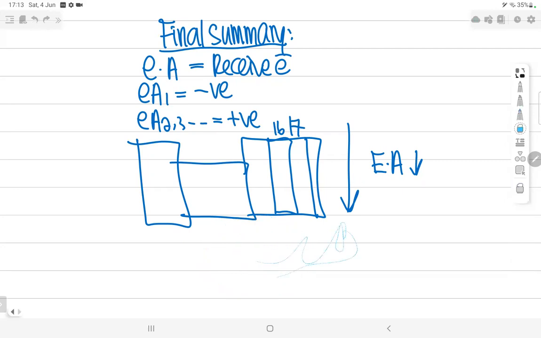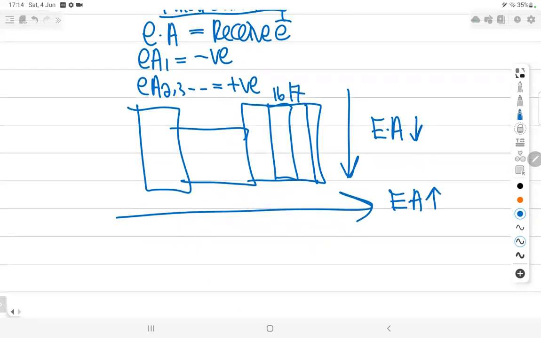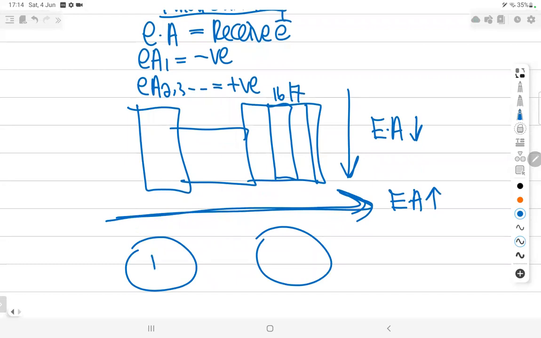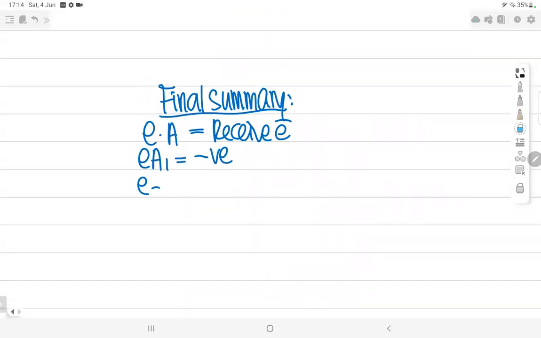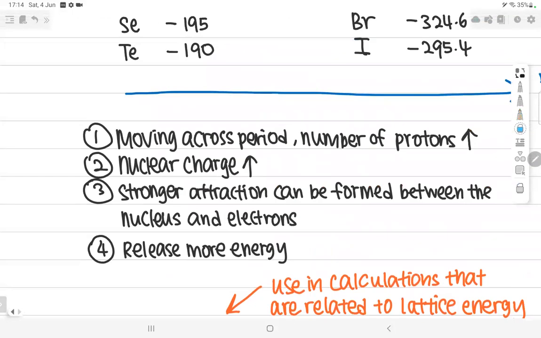Then we also learned a moment ago, when you move across the period from the left to the right, electron affinity increases. Okay, why? When you move across the period, you have more and more proton inside the nucleus. More proton, which means that you have a greater nuclear charge. Greater nuclear charge means you have a stronger pulling force. When you're able to form a stronger attraction, you will release more and more energy. Okay, so with that being said, we are all done with electron affinity.